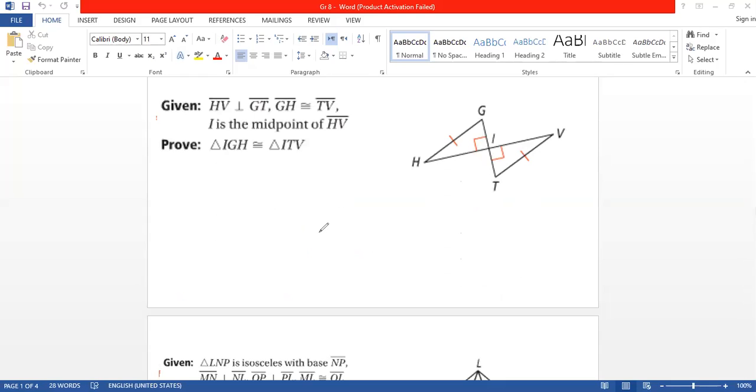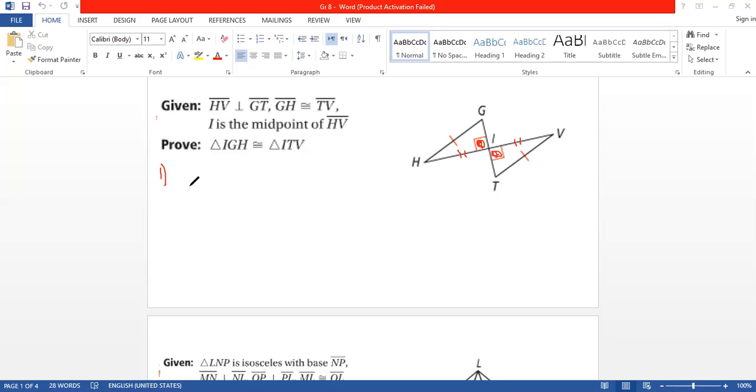Given that HV is congruent to GT, that means this angle is 90 and this angle is 90. I is the midpoint of HV. That means this part equals this part. Prove that triangle IGH is congruent to triangle ITV. Let's write the three conditions.